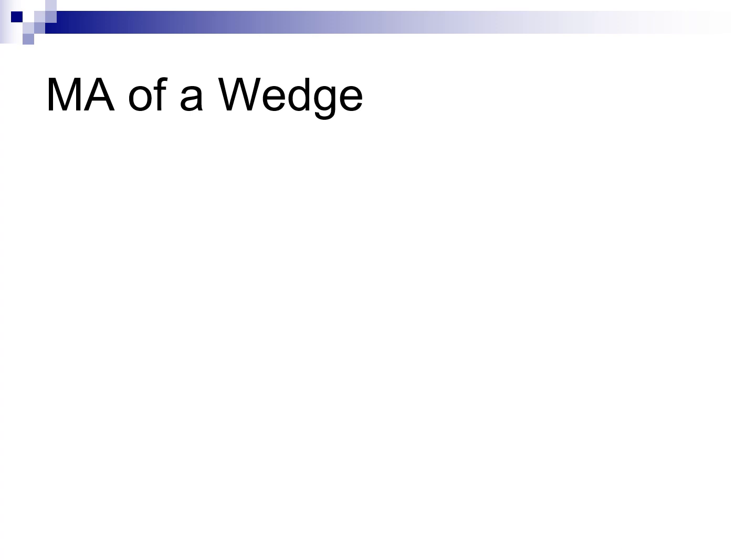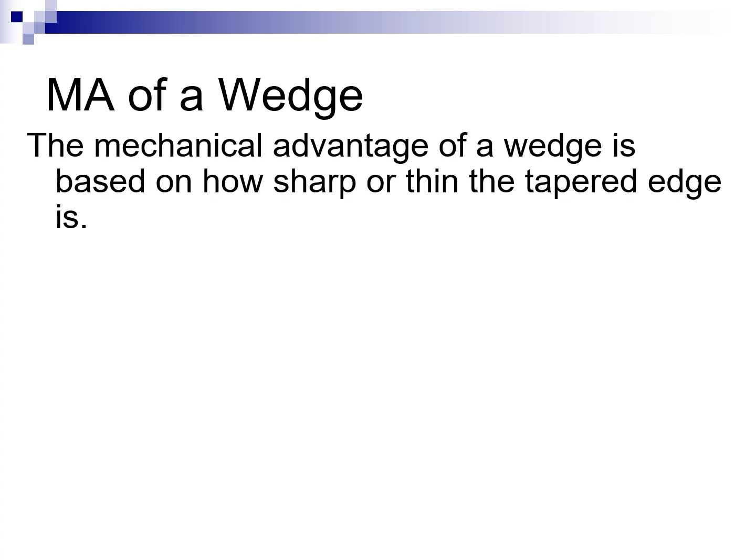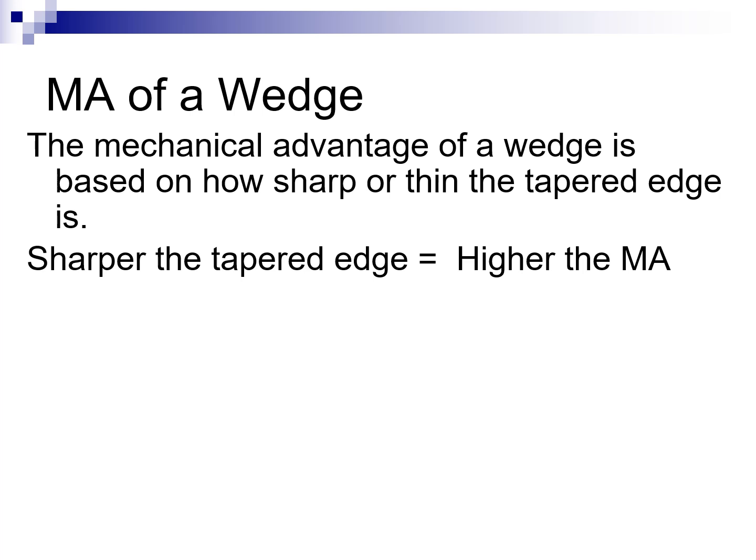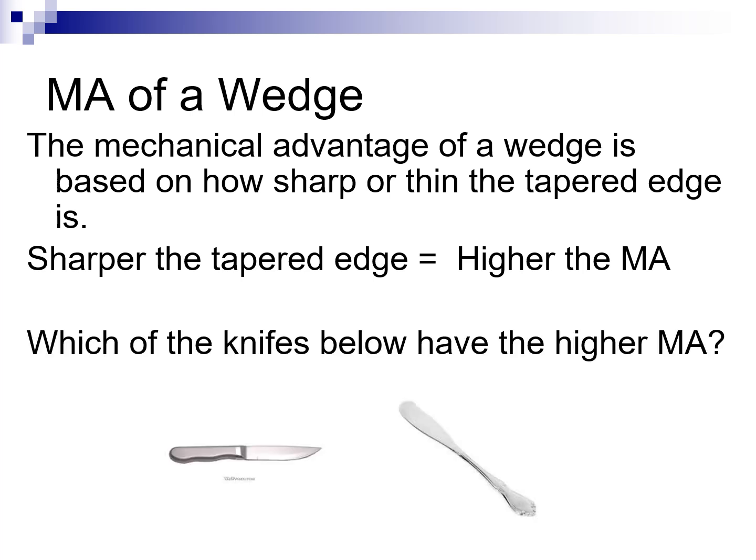So as far as identifying the mechanical advantage of a wedge, we're not really having to calculate anything here. We don't have a formula that we're going to have to use for this class. Basically, when you're looking at which object has a higher mechanical advantage, what you're going to be looking at is the tapered edge. If it has a sharper tapered edge to it, then it's going to have a higher mechanical advantage.